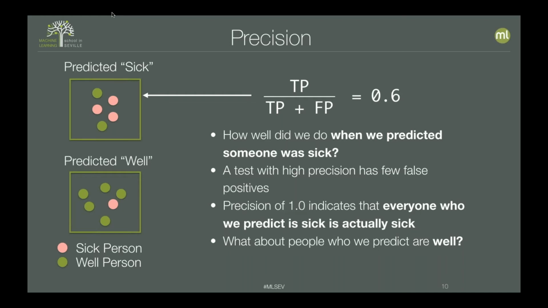So the upshot of this is that a test with high precision has very few false positives. A precision of 1.0 indicates that every time we say somebody is sick, they're actually sick. So we're right 100% of the time when we say somebody is sick. However, it doesn't say anything about people that we predict are well, right? There could be a whole bunch of sick people that we're predicting are well. Precision would not tell us. They only tell us the results when we predict somebody is sick.